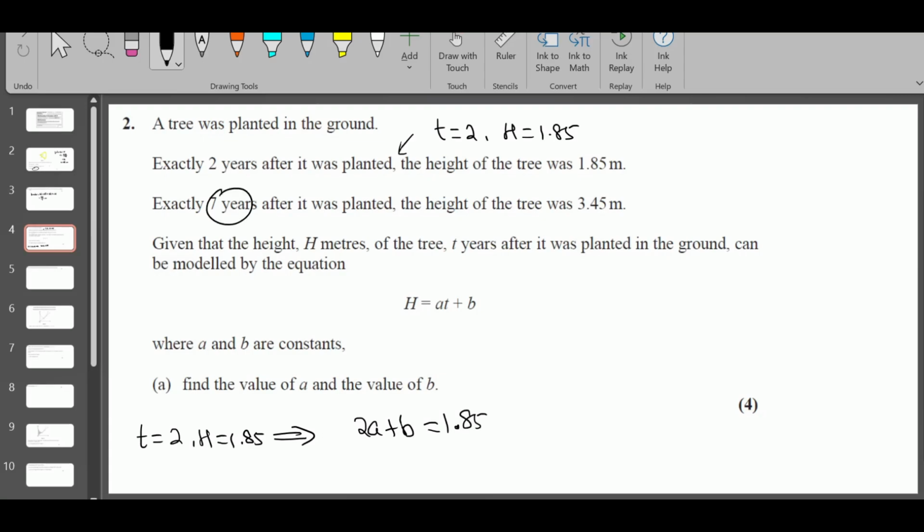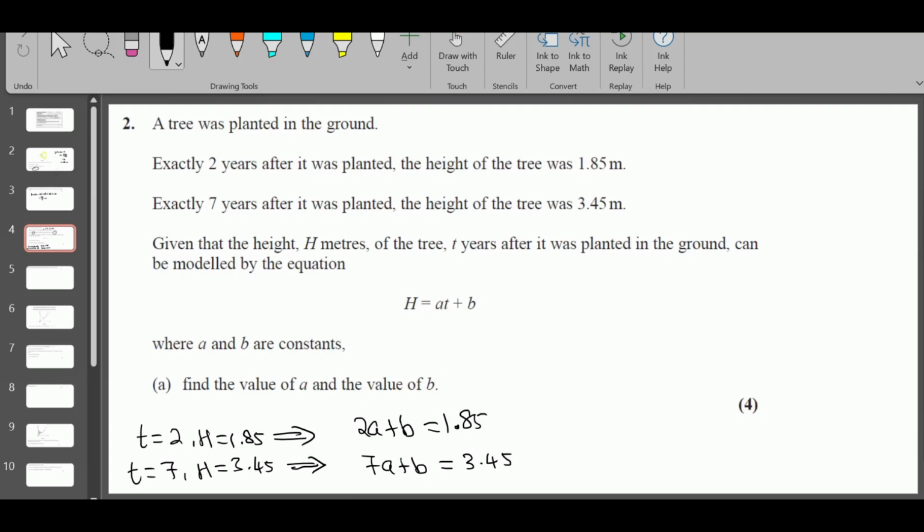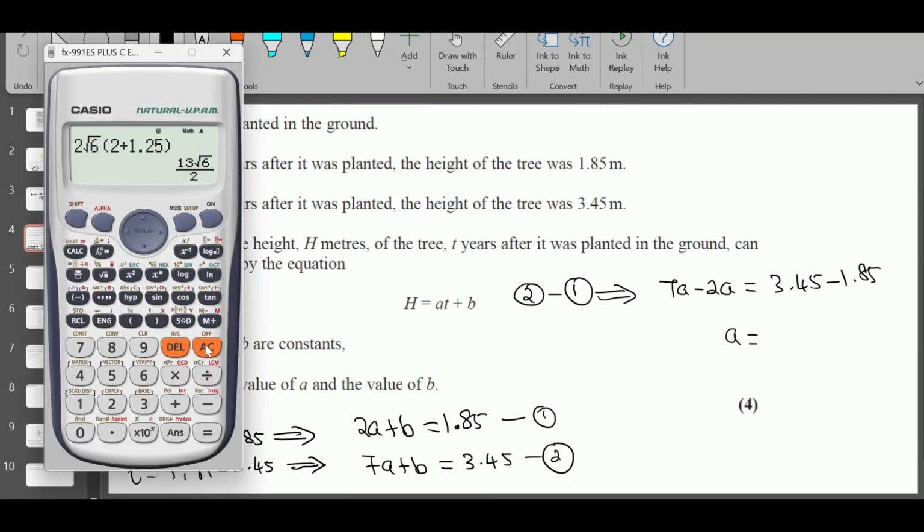And then t is 7, h is 3.45. So you will get 7a plus b is 3.45. We have two equations. Solve the simultaneous equations. Take it as 1, 2. 2 minus 1, the b will be cancelled. 7a minus 2a is 3.45 minus 1.85. So 5a is equal to something. Divide by 5, I'll get the value of a. 3.45 minus 1.85 divided by 5.